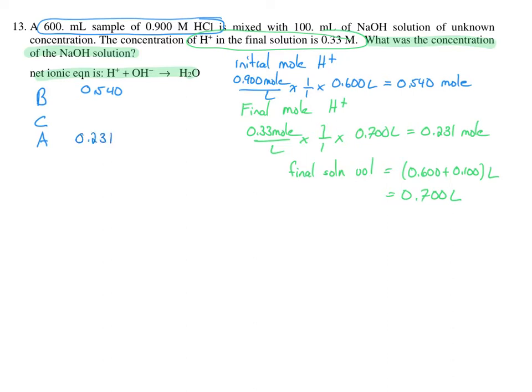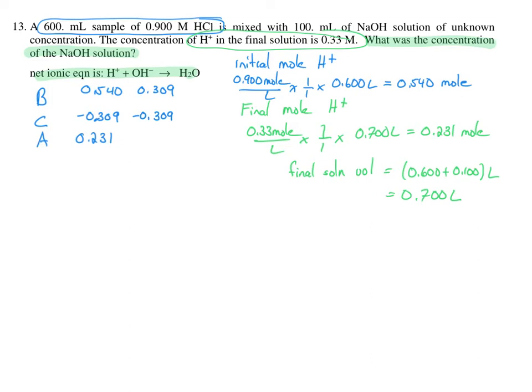And we see that in order to go from 0.54 to 0.231, we had to have lost 0.309 moles of H+. Therefore, we know an equal amount of hydroxide reacted, which meant that initially we had 0.309 moles of hydroxide before the reaction occurred.